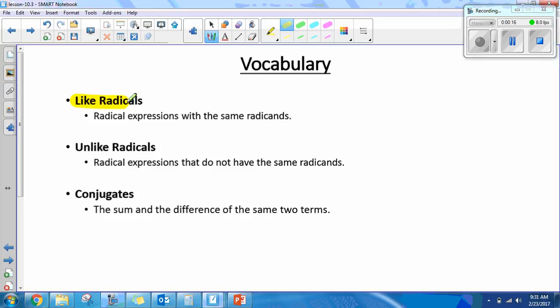Vocabulary. Like radicals: radical expressions with the same radicands. Unlike radicals: radical expressions that do not have the same radicands. Conjugates: the sum and the difference of the same two terms.